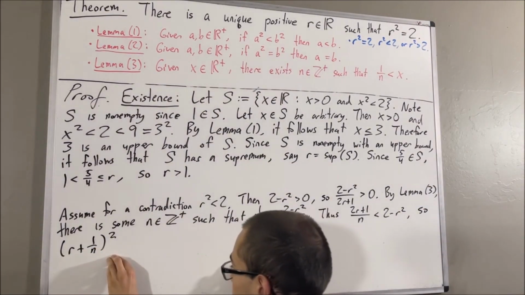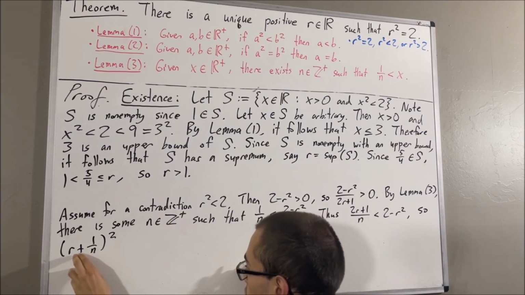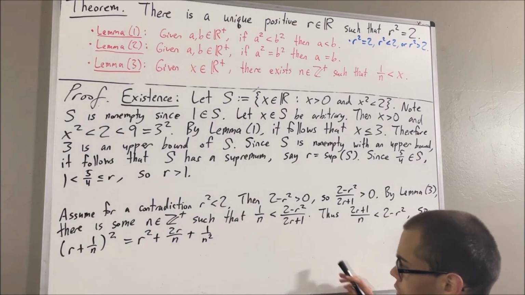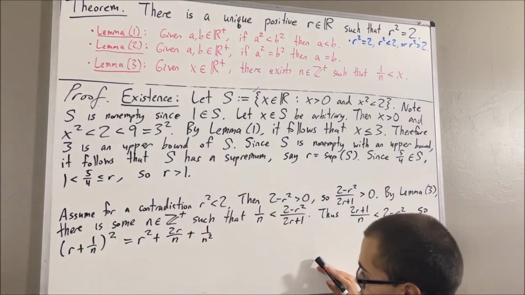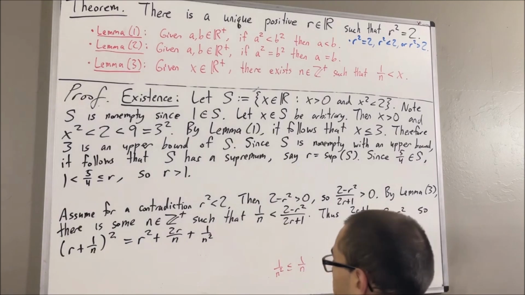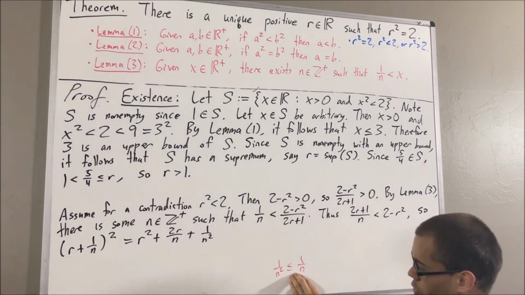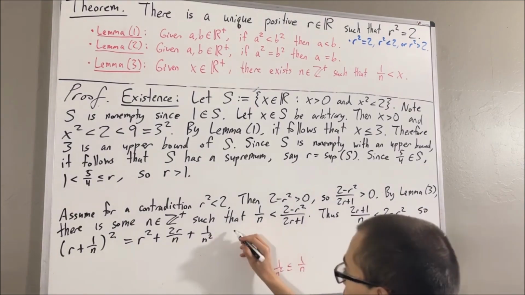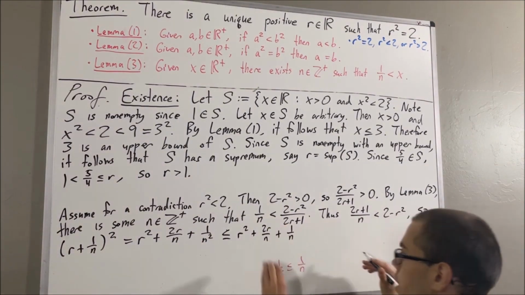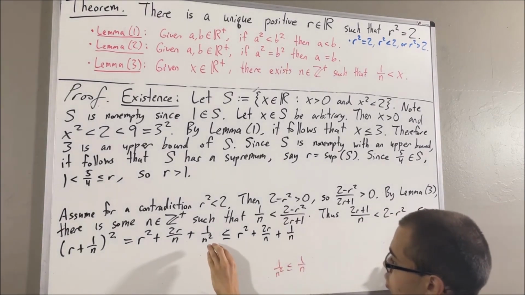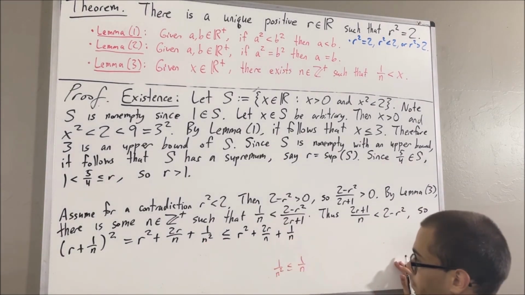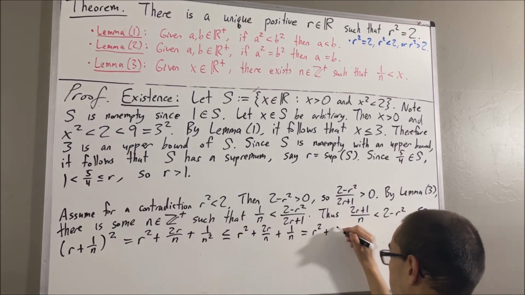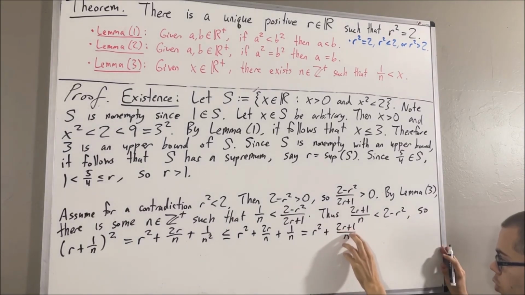Now, if we expand this out, we're going to get r squared plus 2r over n plus 1 over n squared. Now, we can agree that 1 over n squared is less than or equal to 1 over n. And because of that, this must be less than or equal to this, where all we did was replace 1 over n squared with 1 over n. And then we can combine these two into a single fraction. So we have (2r plus 1) over n.